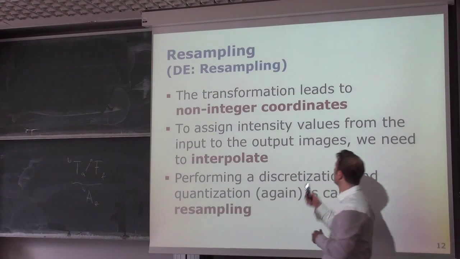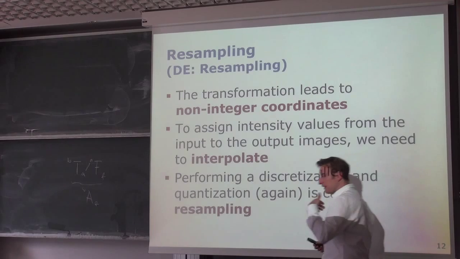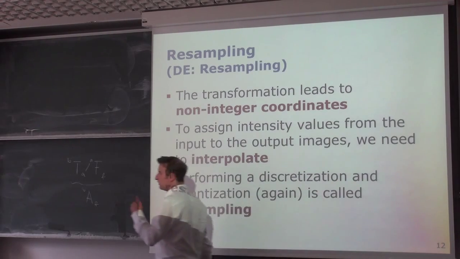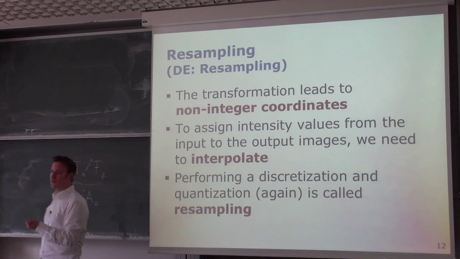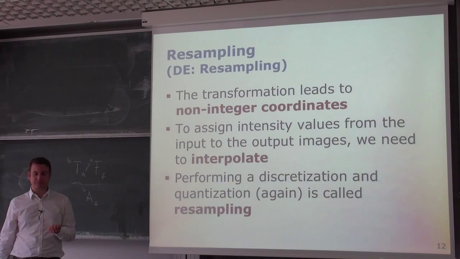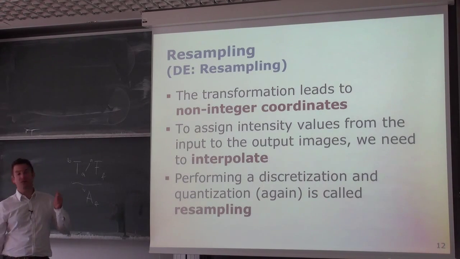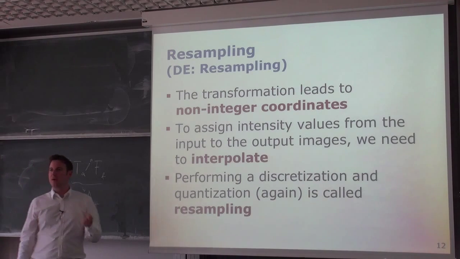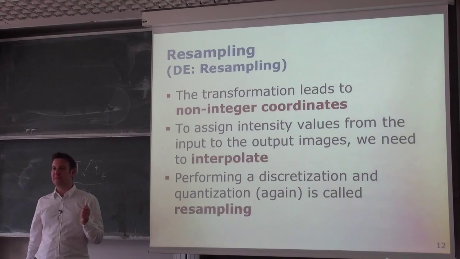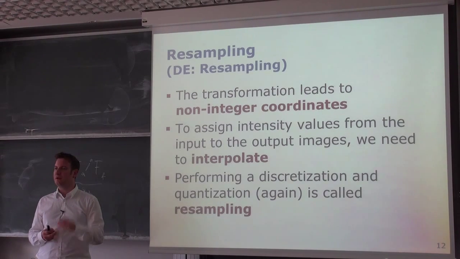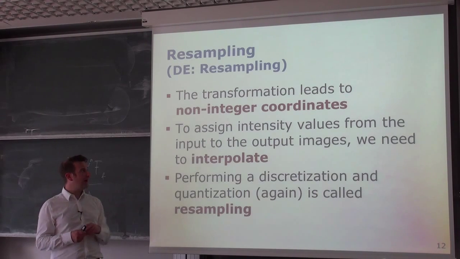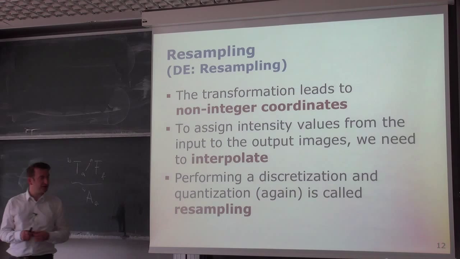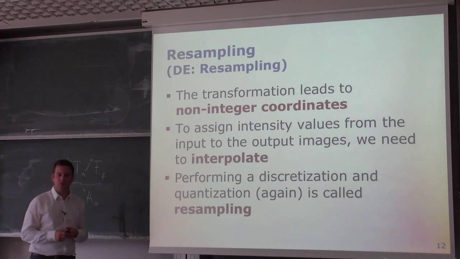So I do the transformation. If my transformation leads to non-integer coordinates of my output image, I need to do something, and this step is called resampling. Even if both map to integer coordinates again, for example, if I scale up my image with a size of 2, I would have missing pixels in between. So I may also need to interpolate or even extrapolate to new values.